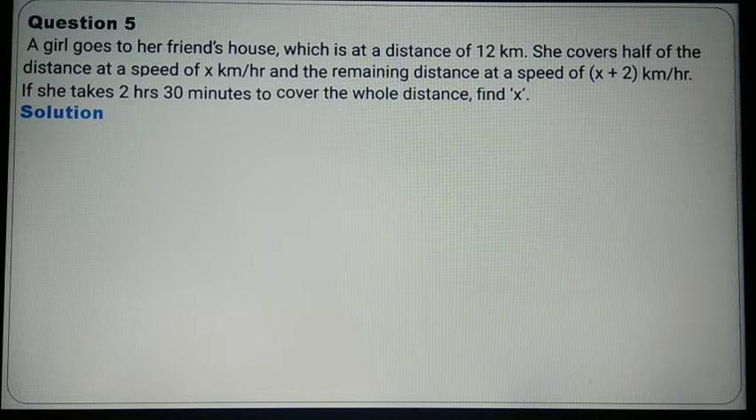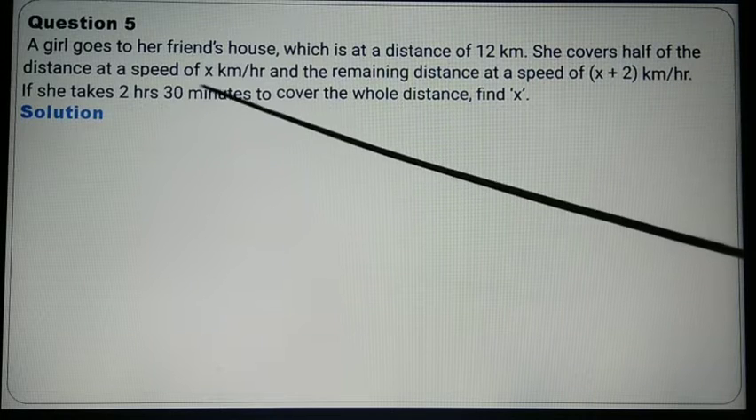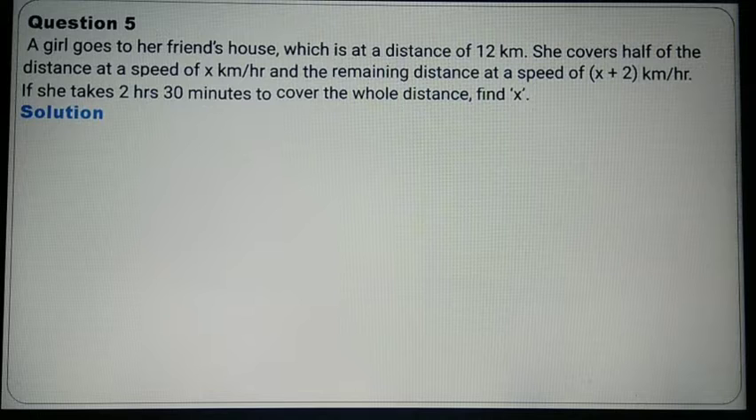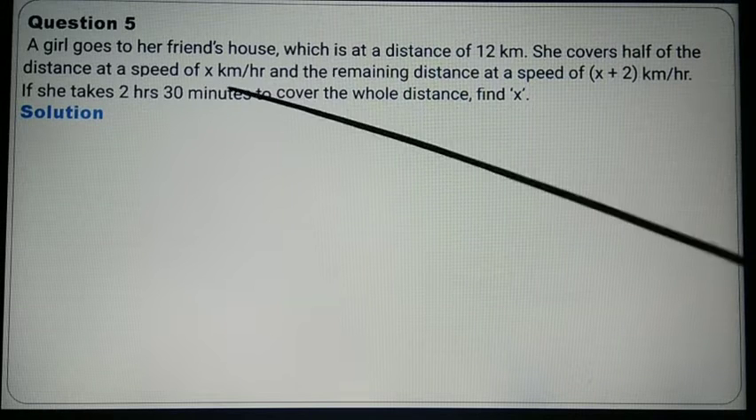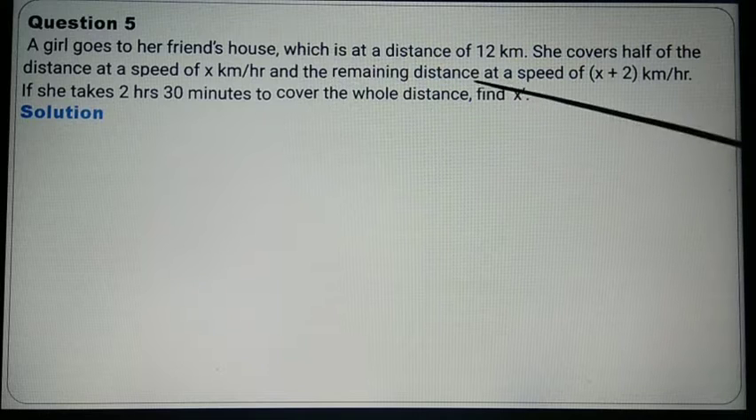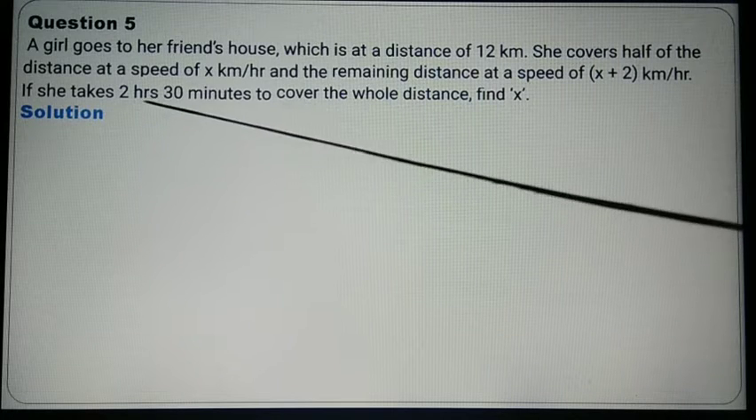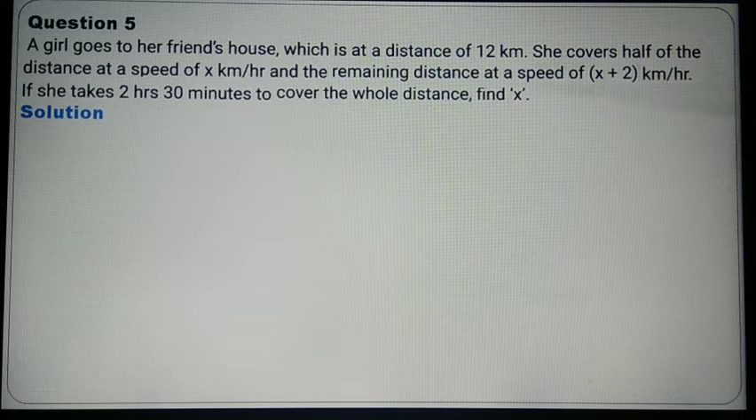The question says, a girl goes to her friend's house which is at a distance of 12 kilometers. So the girl has to cover a distance of 12 kilometers, and she covers half of the distance at x kilometer per hour. Half of 12 kilometer is 6 kilometer, so the first 6 kilometer is covered at a speed of x kilometer per hour, and the remaining distance at a speed of x plus 2 kilometer per hour. That means the speed is increased in the next half. If she takes 2 hours 30 minutes to cover the whole distance, find the value of x.